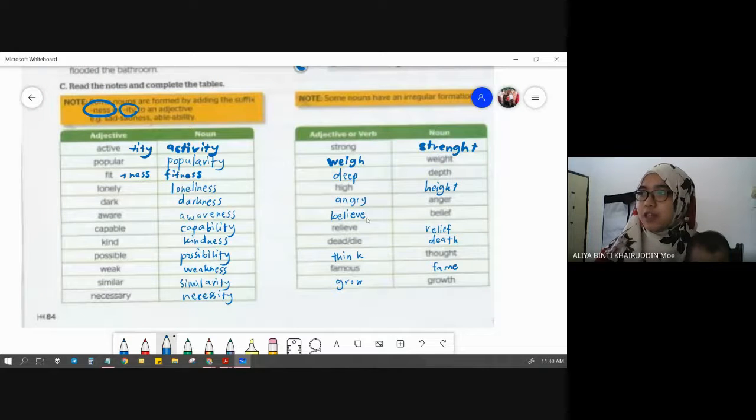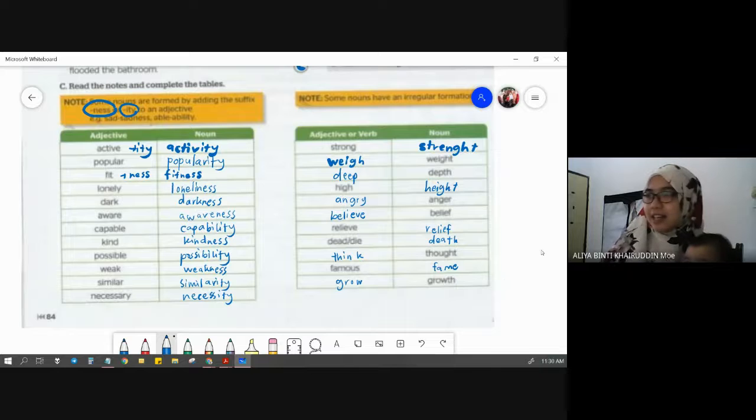Okay, finally, this one: strong, strength, weight, weigh, depth, deep, high, height, anger, angry, belief, believe. So believe, with a VE, is the verb and belief with an F is the noun. The same as relieve and relief. Now die, dead or die is death. Thought is the noun, the verb is think. Now famous, the noun is fame. And for growth, the verb is grow.